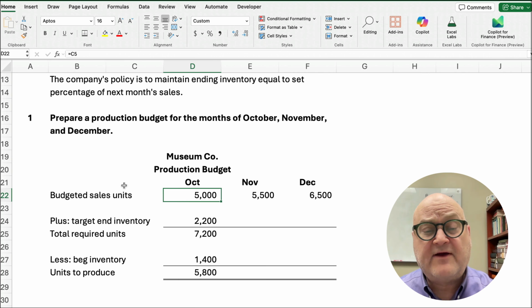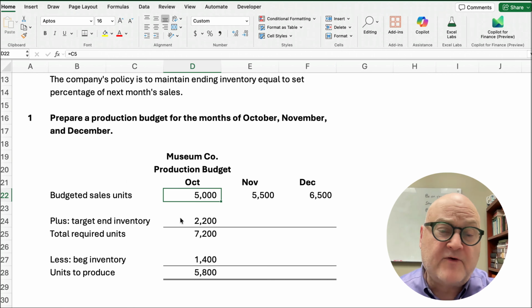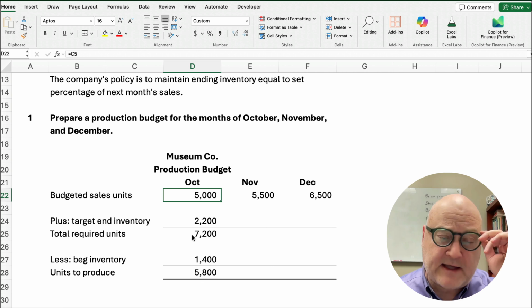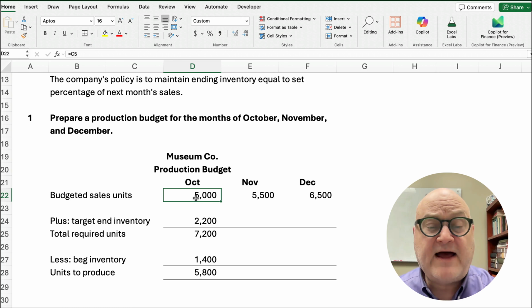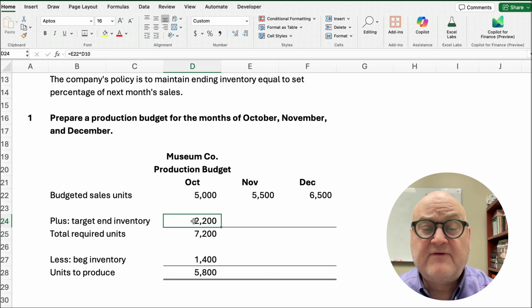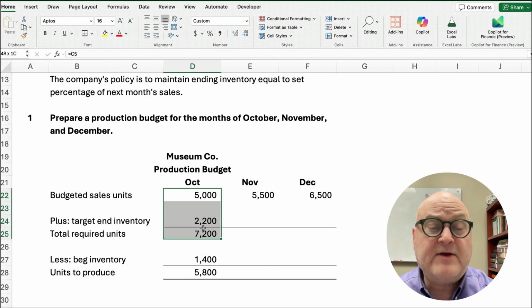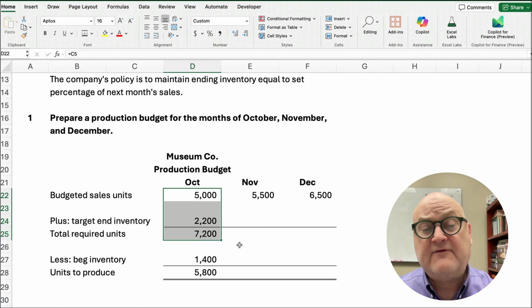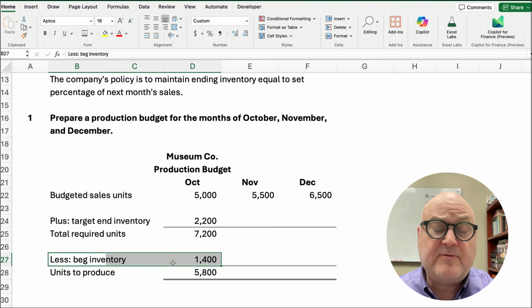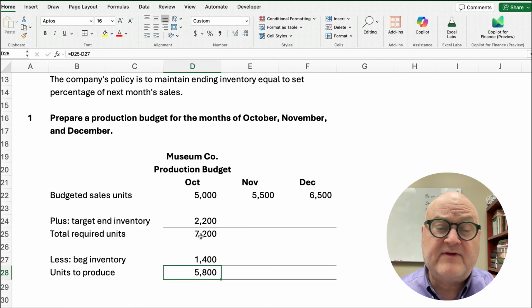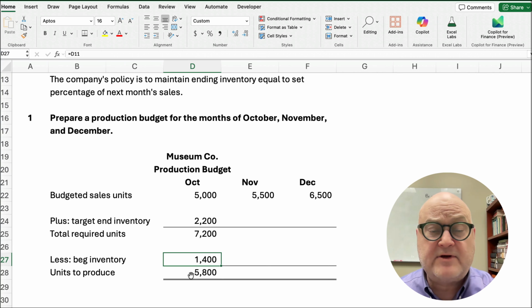So let's think about the logic. We think we're going to sell 5,000, so we need more than 5,000. We're not going to just perfectly get to 5,000, that's how many we need to have available. We need 5,000 plus we need 40% of next month, so we need another 2,200. So we think we need 7,200 available in October. And then we already had available 1,400, so we need to produce 7,200 minus 1,400. We only need to produce 5,800 more. All right, let's keep going.